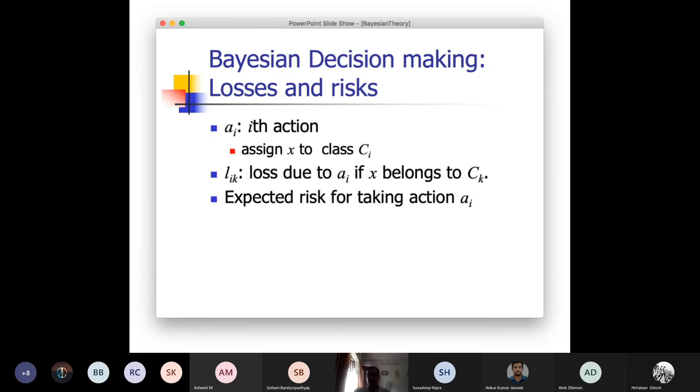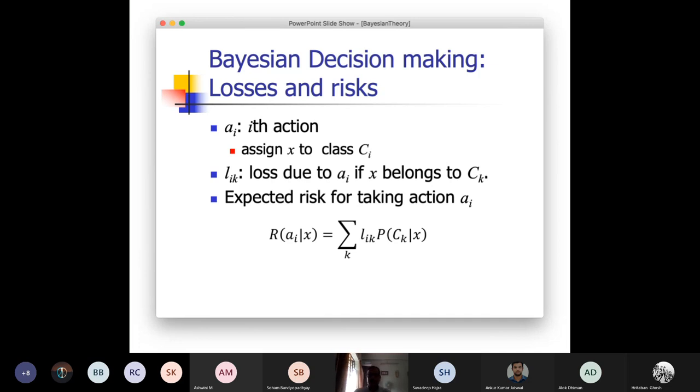The first thing you should consider is, if we take the ith action, that means you assign it to Ci, then what is the expected risk? Expected risk in the sense that you know the posterior probability distribution for every class. That posterior probability becomes the probability of x belonging to that state. So the expectation is over that probability distribution: what is the expected risk? We can represent it in this form.